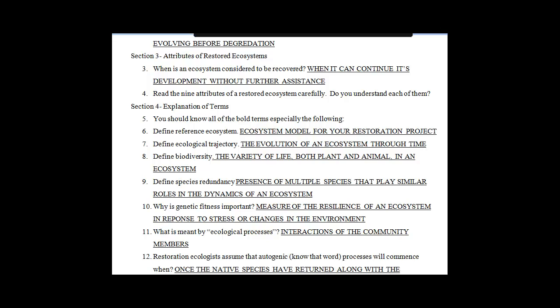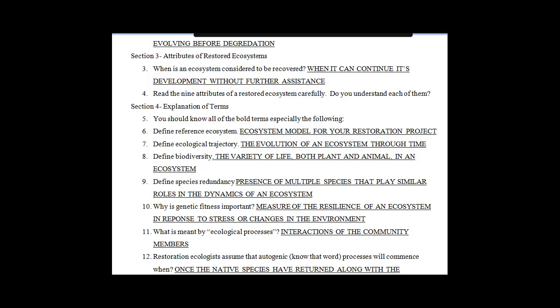I think most of these other questions are pretty self-explanatory. Species redundancy, that's a concept where you have multiple species that play similar roles within the dynamics of the ecosystem. So if you remember back to your biology class, we have producers, we have consumers. Within any given ecosystem, there are many species that are producers. There are many species that are decomposers. So the redundancy is the presence of multiple species that kind of do the same thing.